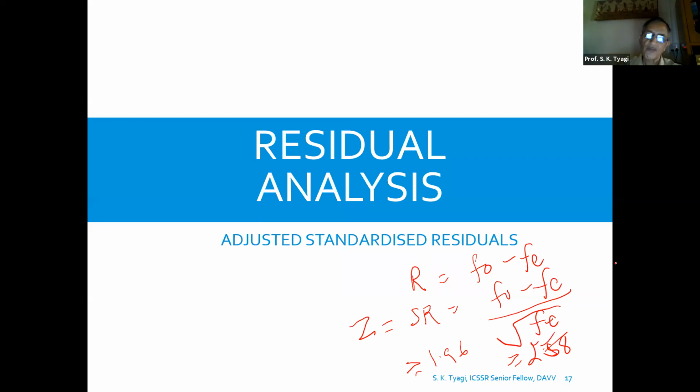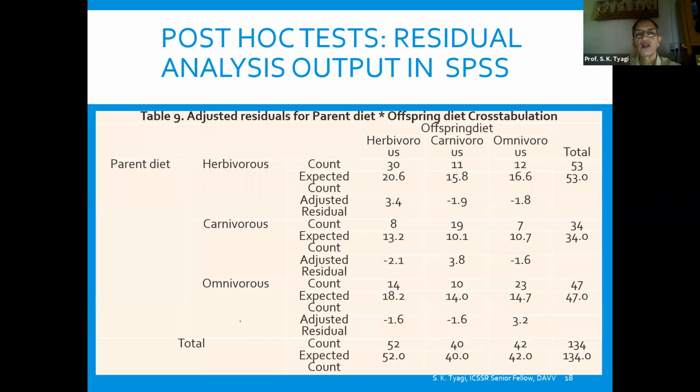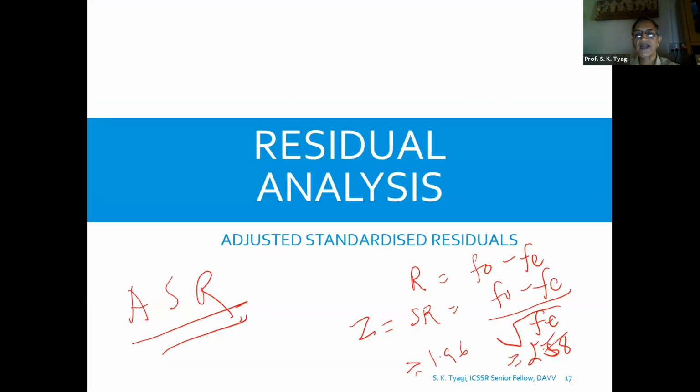Today, we are introducing another kind of residual. It is the adjusted standardized residual. And this is used in the case of cross tabulation, 2 by 2 and more than 2 by 2. Now, let me tell you how to find this in SPSS and then how to calculate it, how to understand it manually.